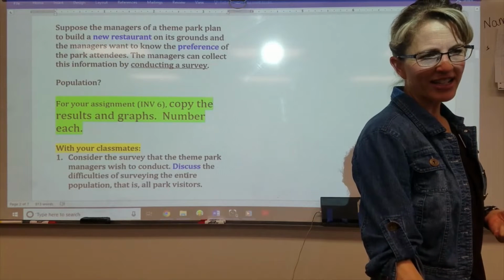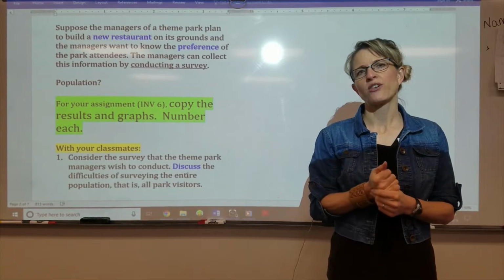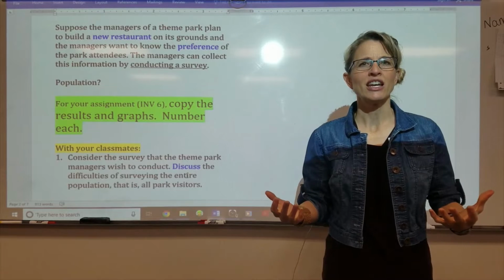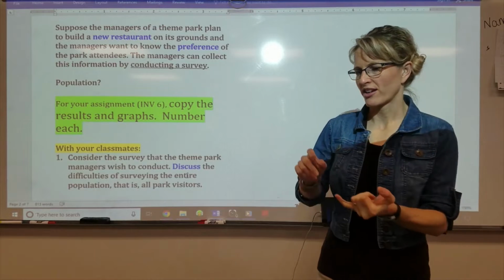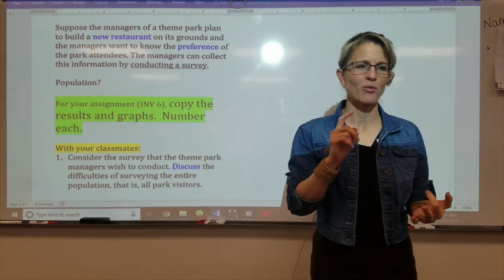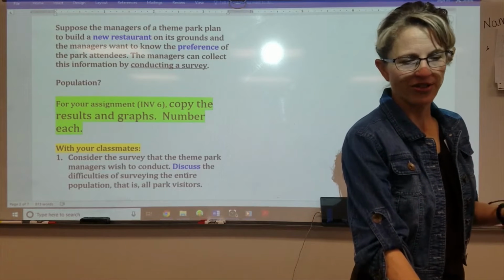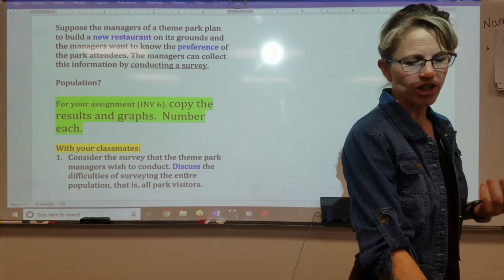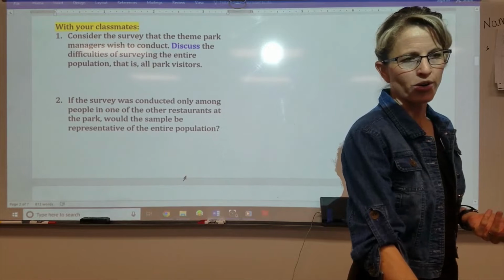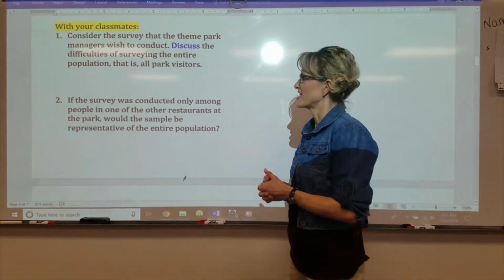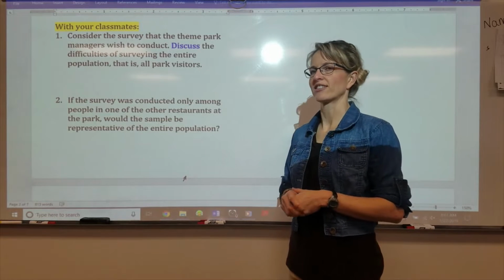So let's take a look at a theme park, say Disneyland, for example. They're building a new restaurant and they want to find out what the population is most likely to desire as far as a food type. Maybe they want Italian food, American food, fast food, or a sit-down restaurant. So you would take a survey and try to find out what the attendees at the park are interested in. Here's my question for the class to discuss: what are the difficulties of surveying the entire population at Disneyland?